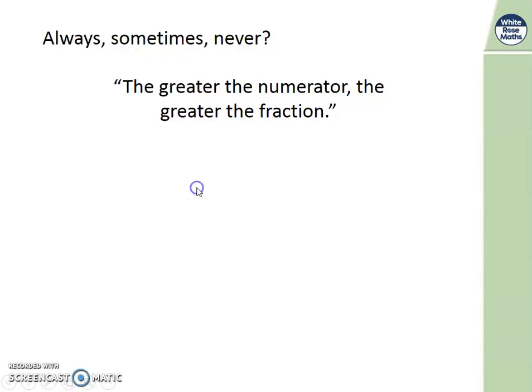Let's have a look at question 5 and a similar question. Always, sometimes, or never true. This person says the greater the numerator, the number on the top, the greater the fraction. That means it's a bigger fraction overall. Is it always, sometimes, or never true? Well, we need to find examples to prove our thinking.